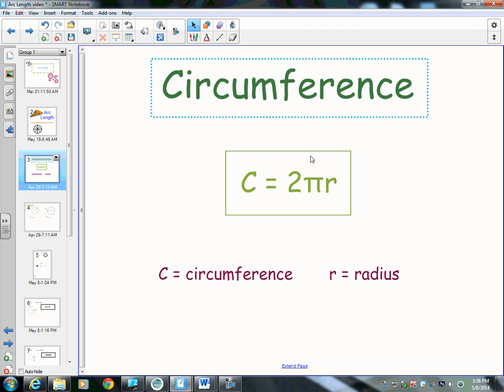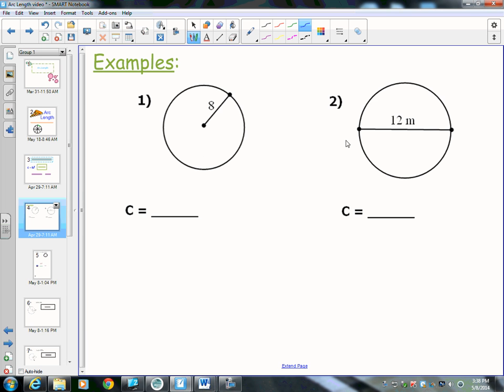So circumference is the outside of the circle, and the equation is either 2 pi r, or there is another one, pi times diameter. Either one works, it's the exact same thing. So let's look. We're actually going to do one of each. This one we're going to say 2 pi r, and this one we're going to say pi times diameter. So on this one, the radius is 8. 2 times pi times 8. 8 times 2 is 16. Leave our pi. We get 16 pi.